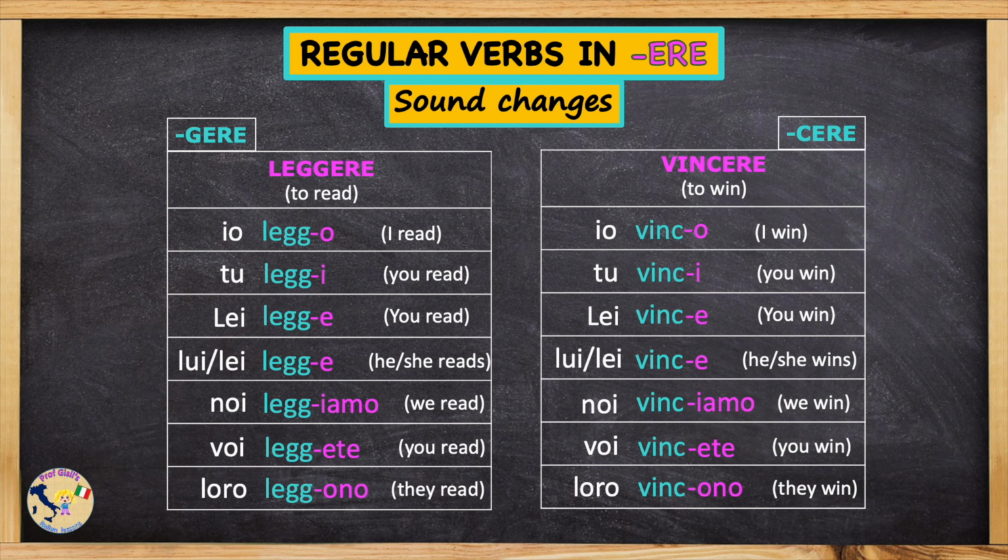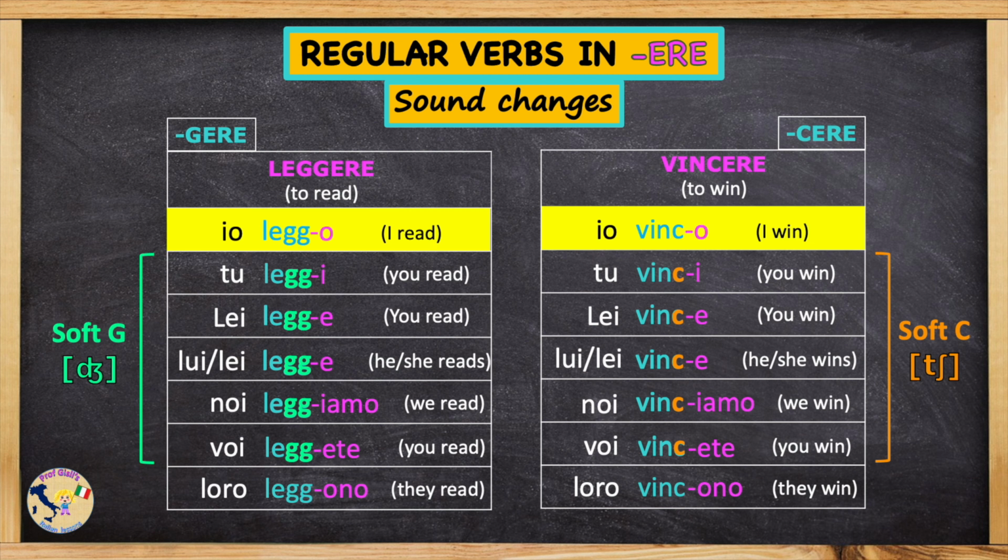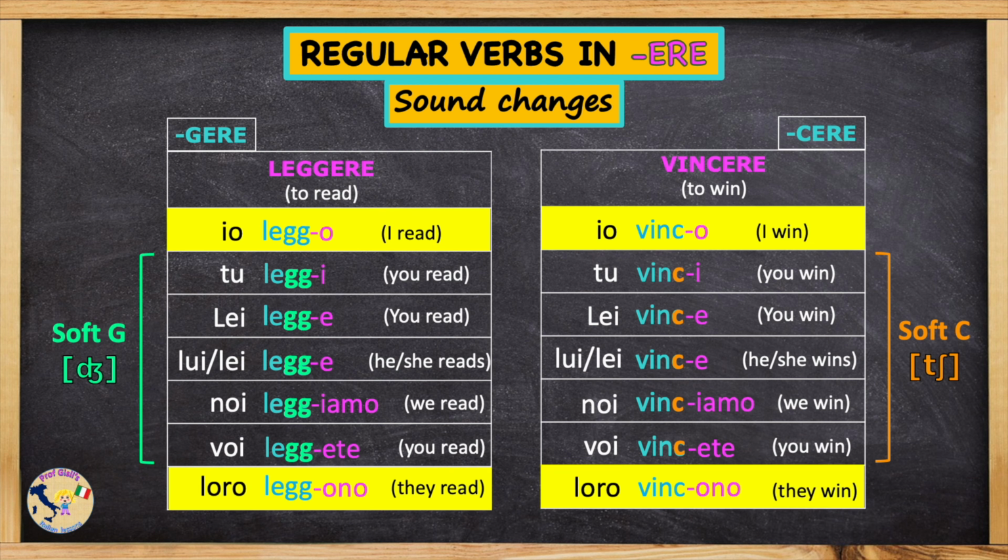Have you noticed that not all of these conjugated forms are pronounced in the same way? What happens here is that whereas in most of the conjugated forms of both verbs the last consonant or consonants of the stem have a soft sound, G for leggere and C for vincere, in the conjugated forms of the first person singular and third person plural, the root changes sound.